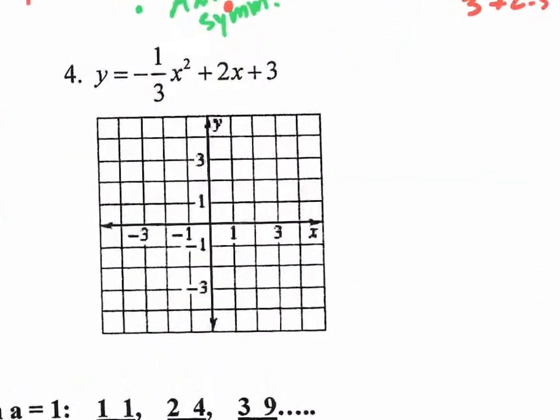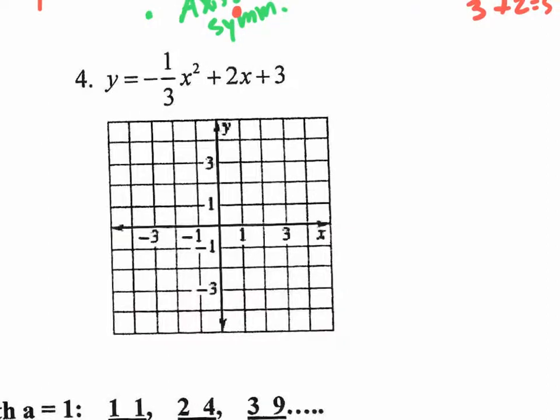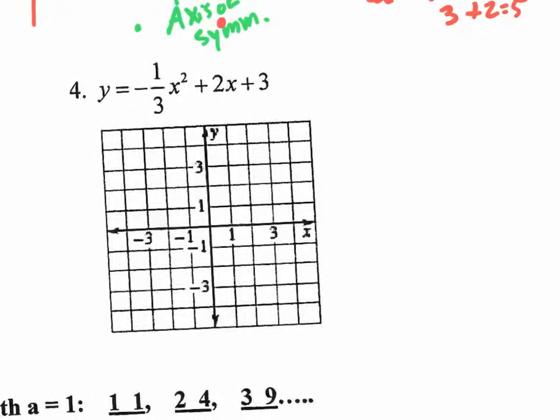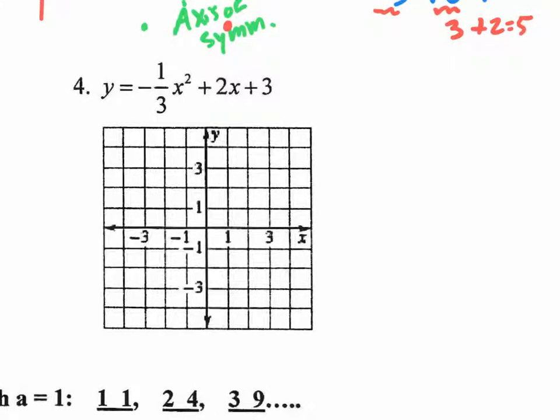Number 4 is a fraction. This one's really, really ugly. Okay? This is as hard, as horrible as it gets. Let's find the vertex. You're going to use the vertex formula. X equals, it's going to be a coordinate, x and y. X equals negative b over 2 times a.